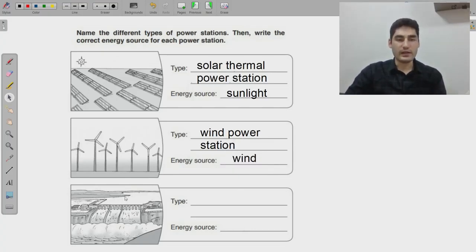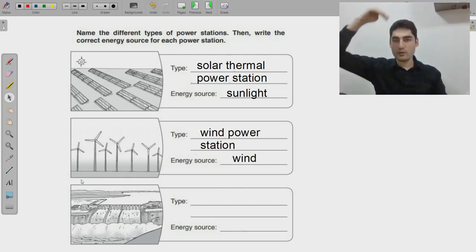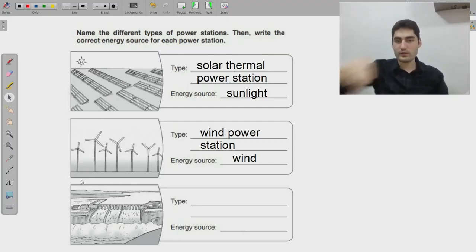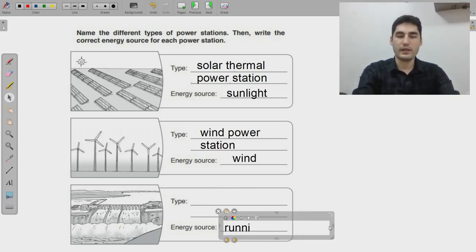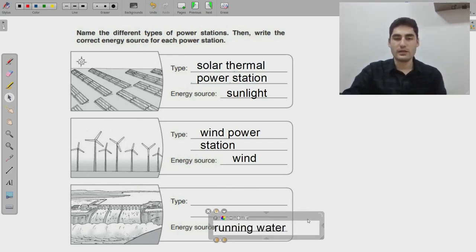Next picture, the last picture. What type of power station is this? Do you remember the water is falling down like a waterfall? This is the energy source. Okay, let's write the energy source first for this one. The answer is running water.